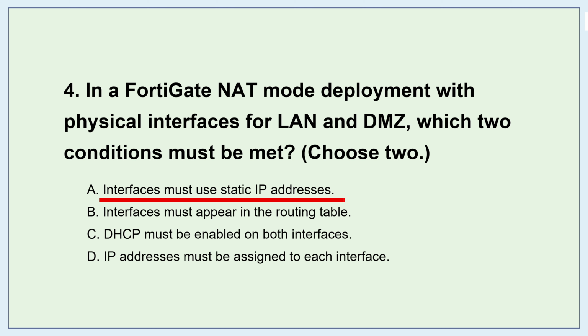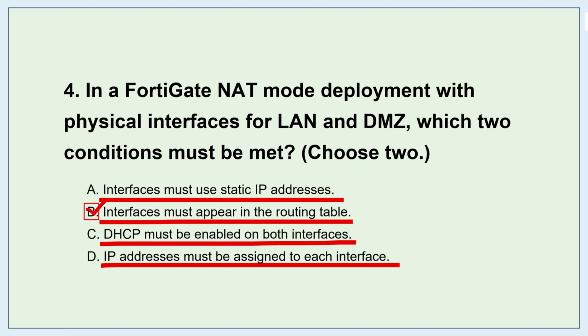Incorrect. Static IPs are not mandatory. DHCP can also assign them. Correct. Interfaces must appear in the routing table for proper traffic handling. Incorrect. DHCP doesn't need to be enabled on both interfaces. Correct. Each interface needs an IP address to function properly.